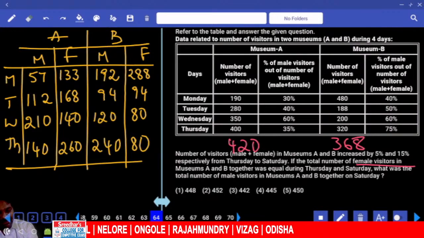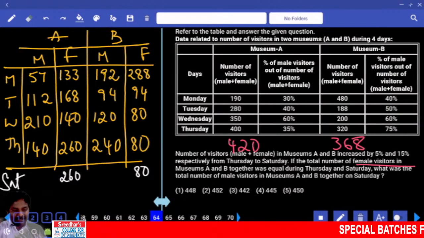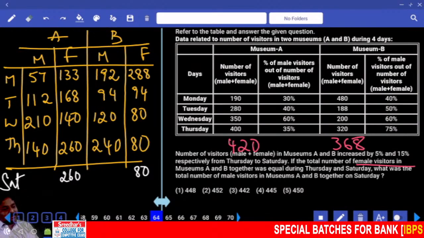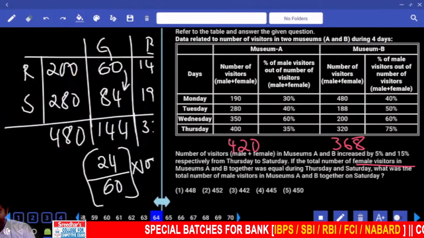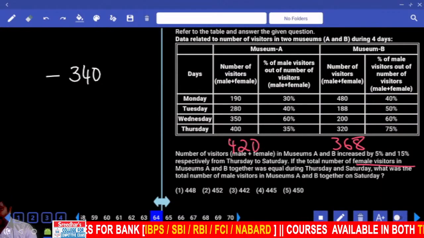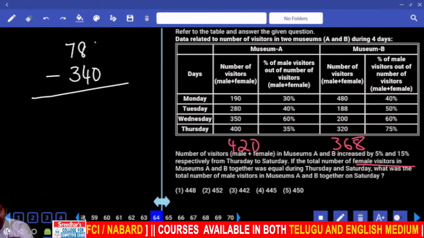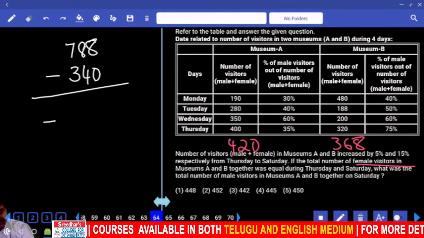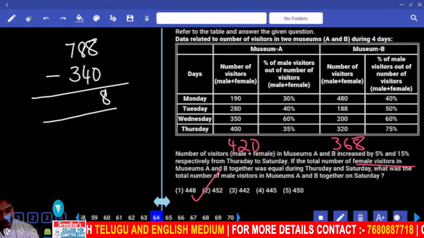If the number of female visitors in Museum A and B together were equal during Thursday and Saturday, then on Saturday also, female are 260, here 80. What was the number of male visitors in Museum A and B together on Saturday? How many total female are there? 340. Total female are 340. If that is subtracted from the total number of visitors, we will get male only. 420, 368, 788. Last digit? 448.